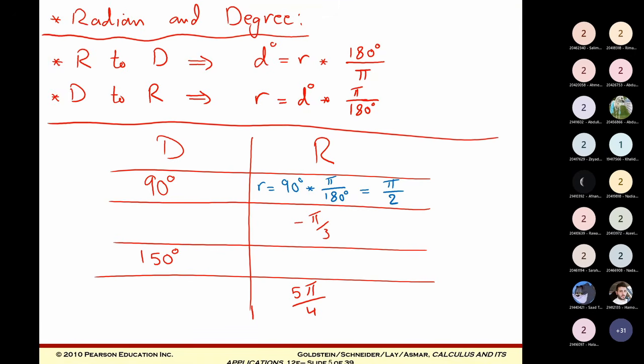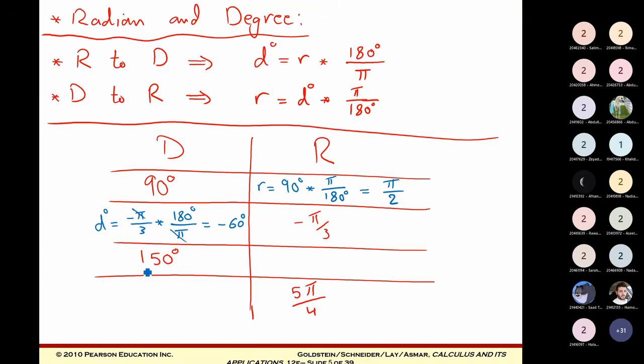From radian to degree: the degree equals minus pi over 3 multiplied by 180 degree over pi. Remove pi with pi, 180 over 3, so we have 60, with the negative, negative 60 degree. So minus pi over 3 equals negative 60 degree.